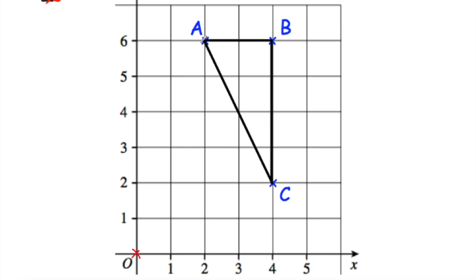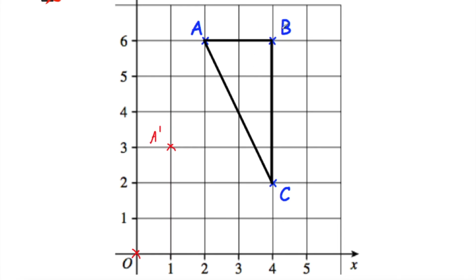So in terms of A, to get to A from the center of enlargement, we would go 1, 2 to the right, and 1, 2, 3, 4, 5, 6 up. So instead of going 2 to the right and 6 up, we're going to half that. So it's going to be 1 to the right and 3 up. 1, 2, 3 would be there. So that's where A would move to. It's got to be A dash.